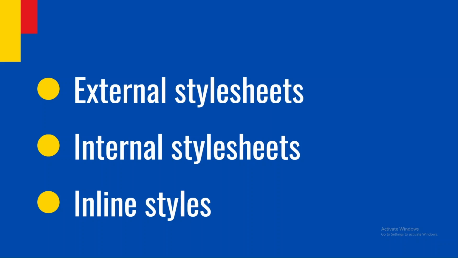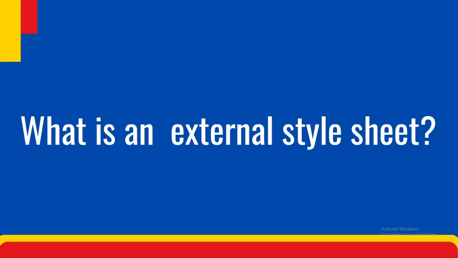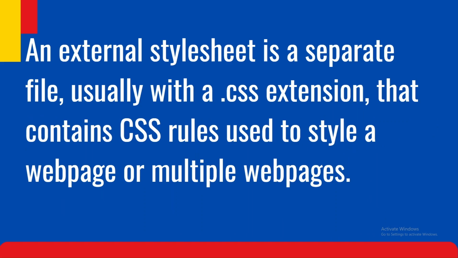Let's look at what an external style sheet is. So what is an external style sheet? An external style sheet is usually a separate file, and this file is saved with a .css extension. Now this file will contain all the CSS rules that you want to use to style your web page.